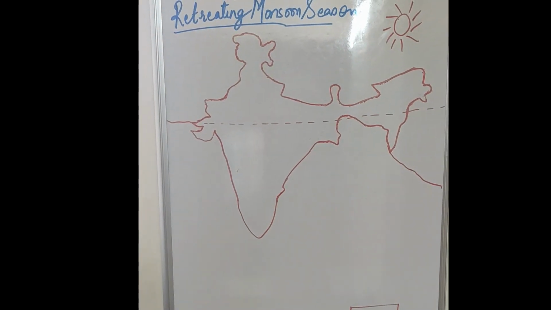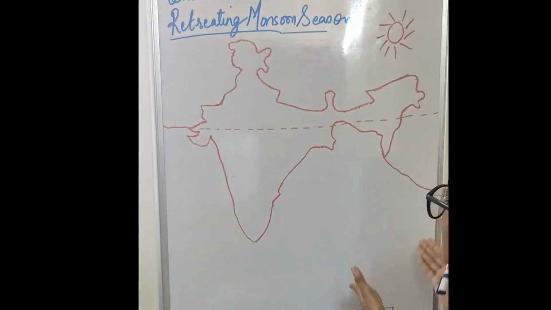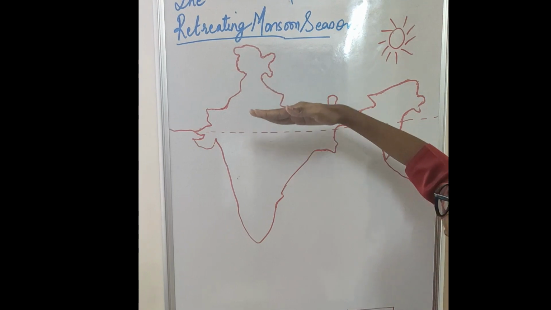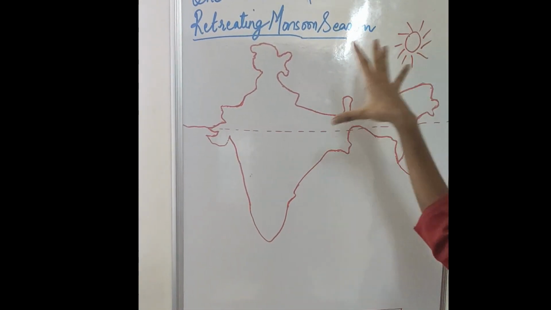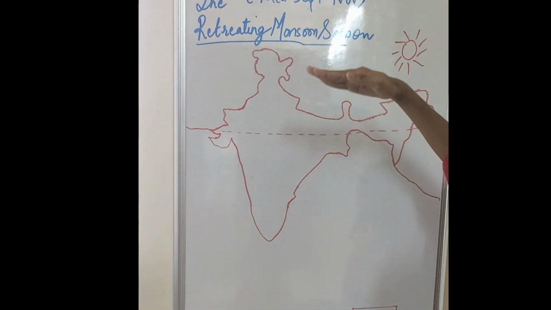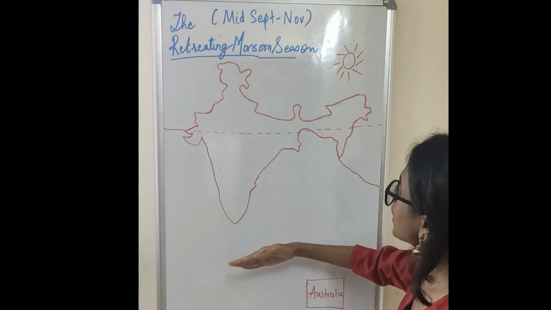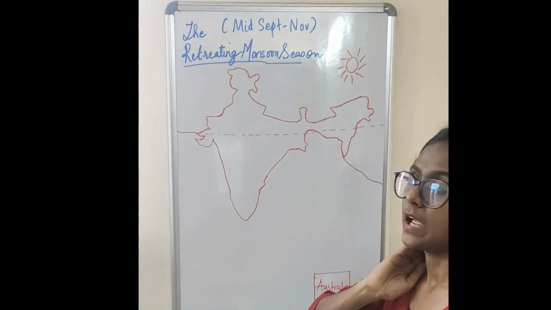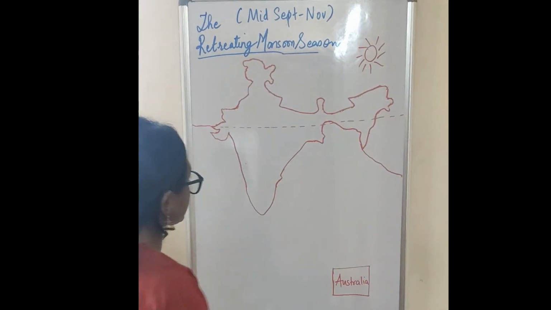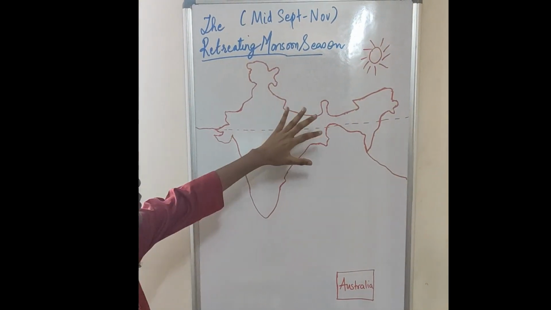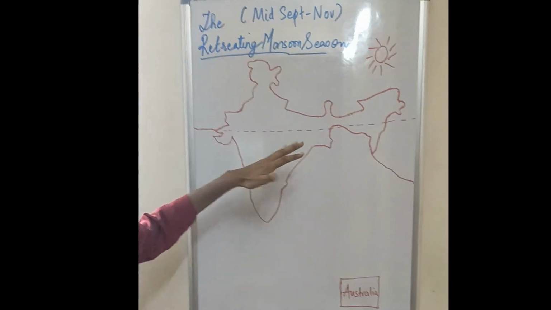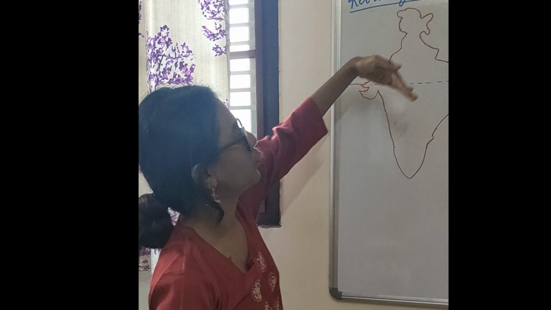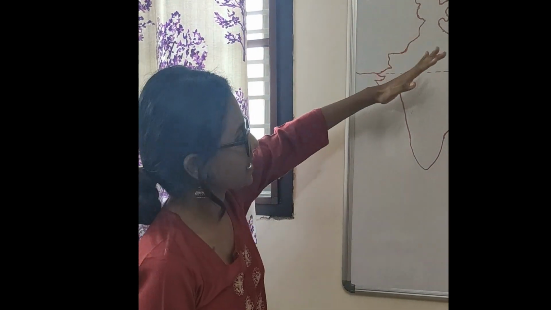Alright, so with this apparent movement of the sun, the low pressure also moves downwards, correct? Wherever the sun is, low pressure is over there. So the low pressure starts moving down and high pressure starts developing here. As high pressure starts developing here, the southwest monsoon winds start losing their power and they start to go back. They start to withdraw.